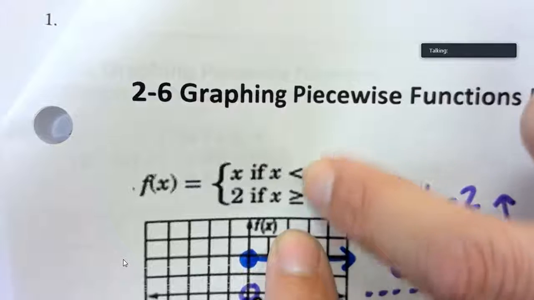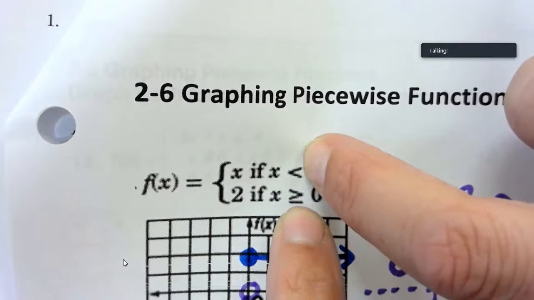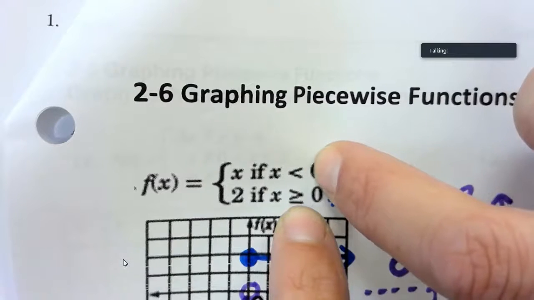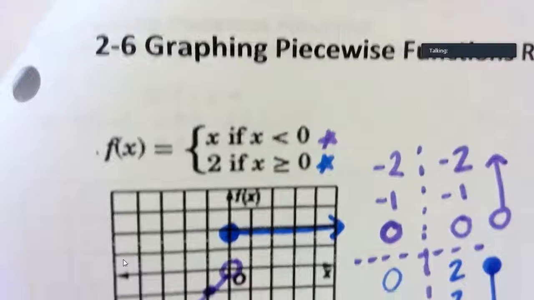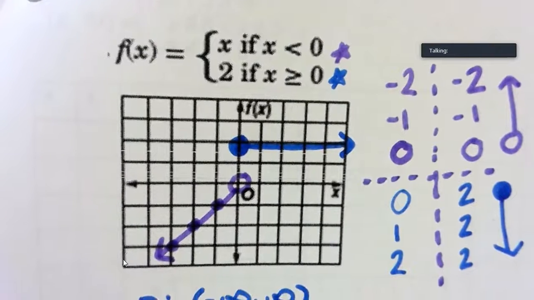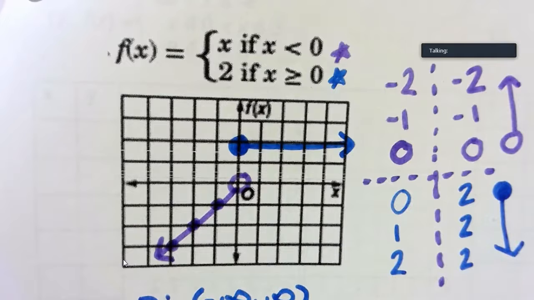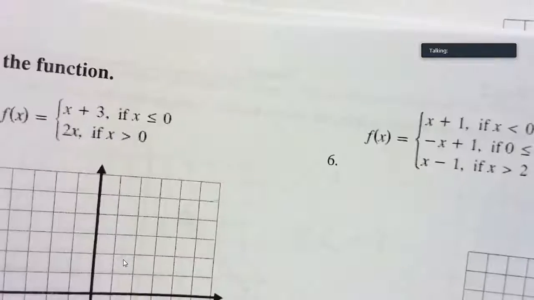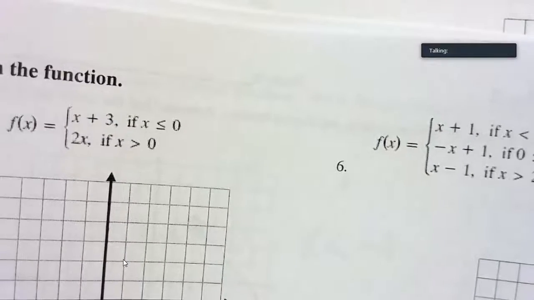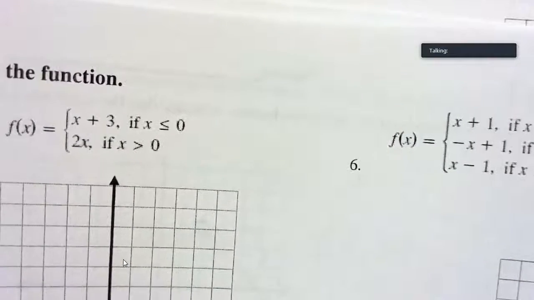The only reason it would ever not be a function is if it's equal here and there. Now, if you're graphing this and it's an open and a closed circle, but when you graph it, it takes over the open circle and becomes a closed circle, would that not be a function? It would still be a function because they meet at the same point. Yes. But if they would meet at different points, then the answer would be no.